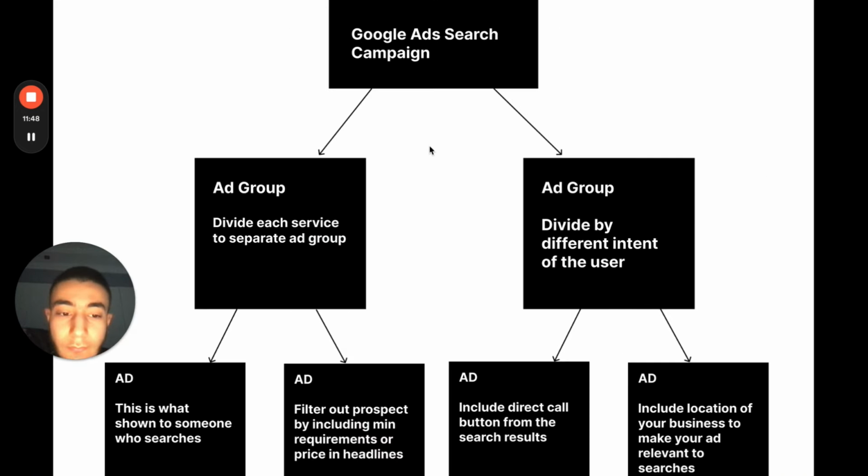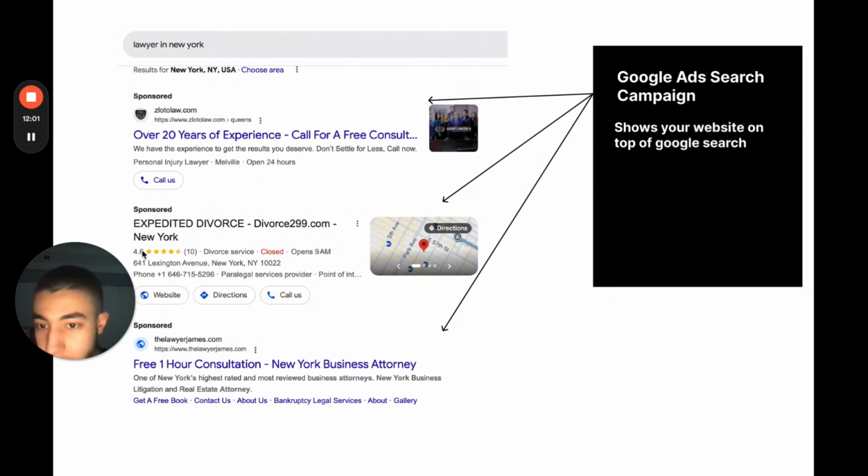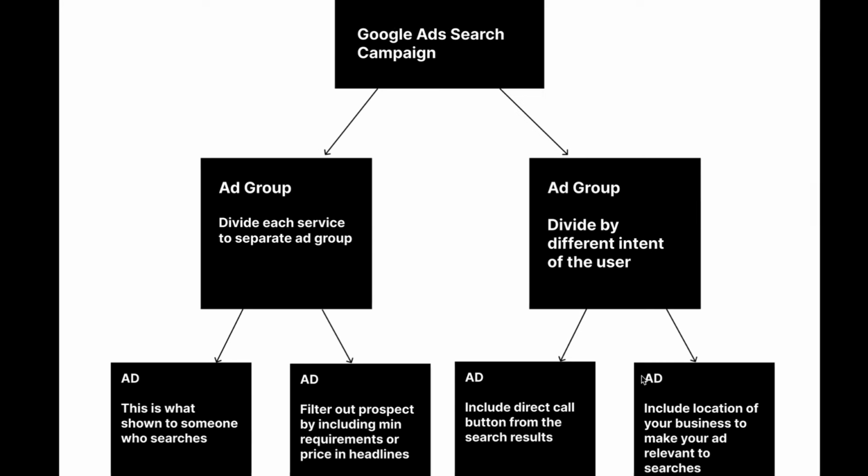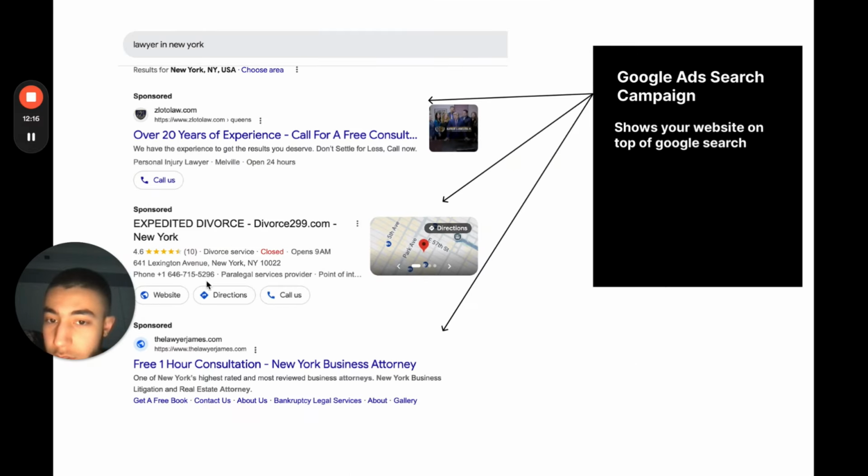So we're going to change the headline specifics just to filter them out. We're going to include direct call buttons from the search results, like the call buttons here, directions here, and other extensions. And also, we're going to include the location of your business to make sure your ad is relevant to the searches. For example, you can include the location like this, or the location is going to be under your ad and it's going to be shown like this one.